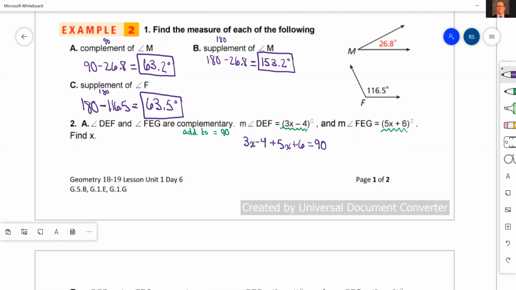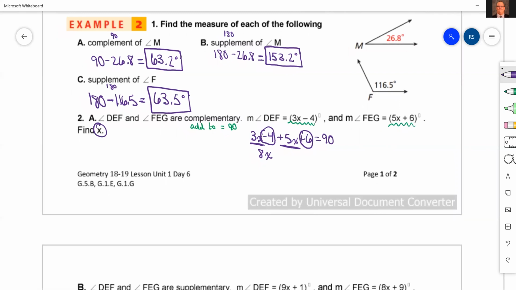Find x. They're telling us just to find x, which we were going to do anyway. So we need to combine our x's here. I've got 3x plus 5x. 3 plus 5 is 8x. And then we need to combine our numbers. Negative 4 plus 6 is plus 2, and that's all equal to 90. Subtract your 2 from both sides. You get 8x equals 88.